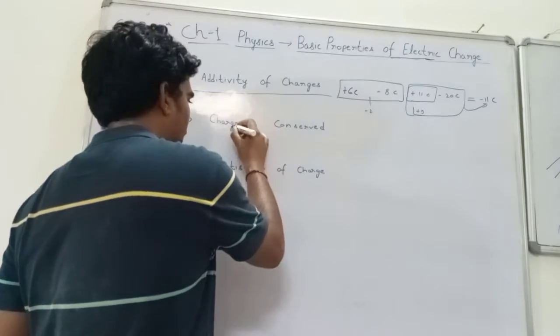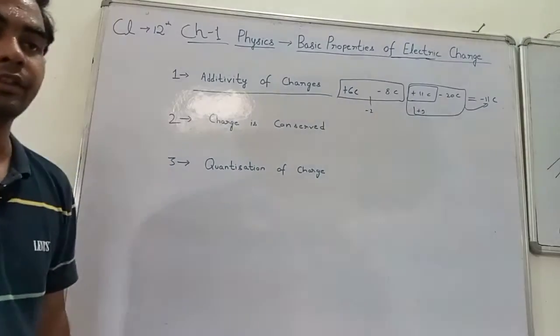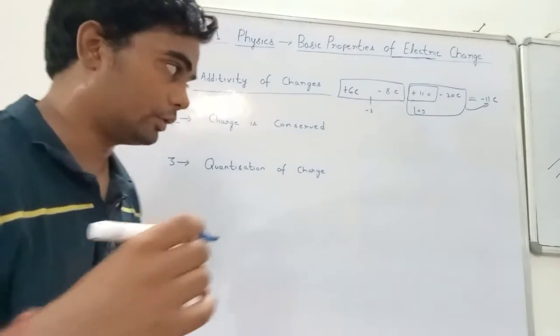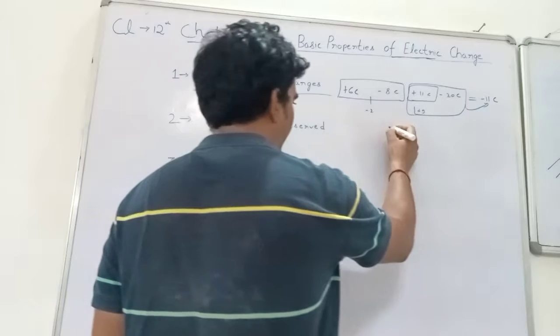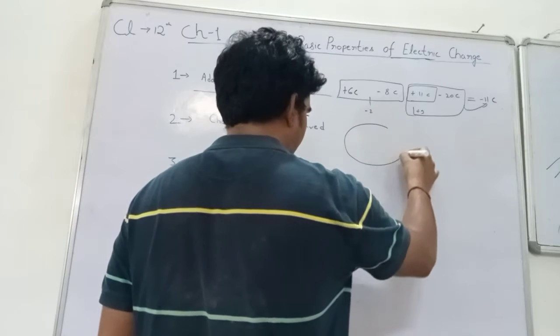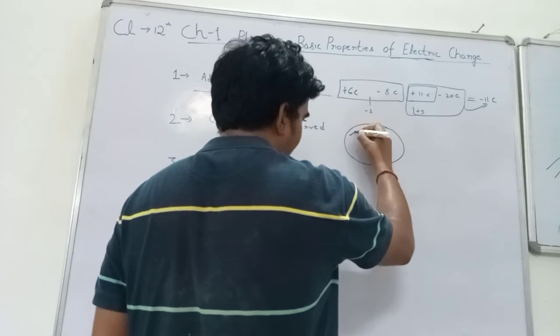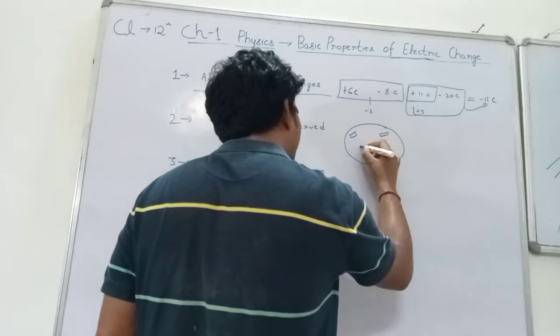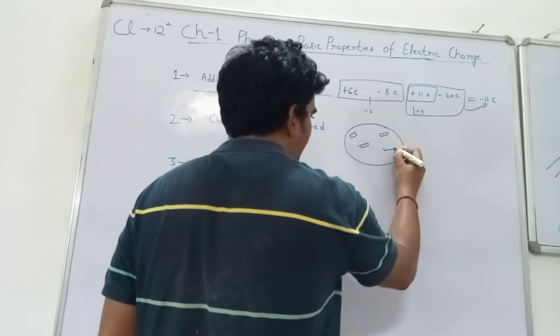Now next basic property of electric charge is that charge is conserved. Now what do you mean by charge is conserved? Suppose that you are taking an isolated system, right? And in this isolated system there are four different bodies, and let's just assume that they are having a certain amount of charge. That means they are charged.